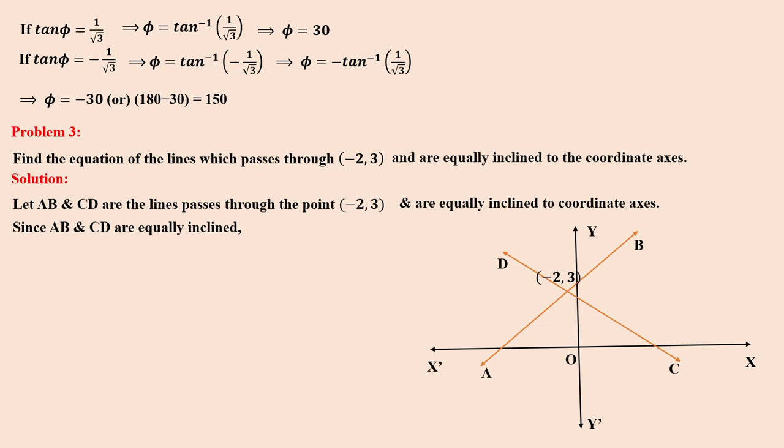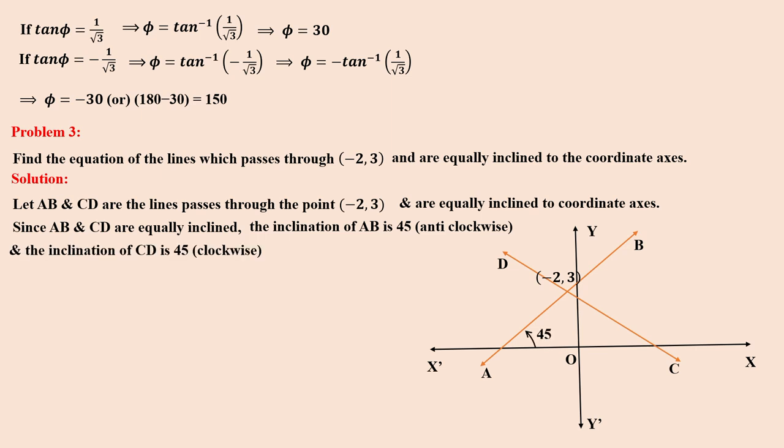AB and CD are equally inclined. The inclination of AB is 45, anti-clockwise direction, right? This is 45. This inclination in the clockwise direction is minus 45. Anti-clockwise, minus 45 or 135 in the anti-clockwise direction, right?